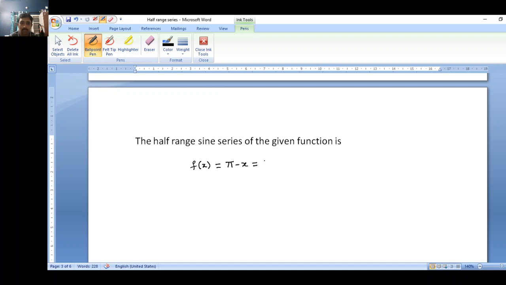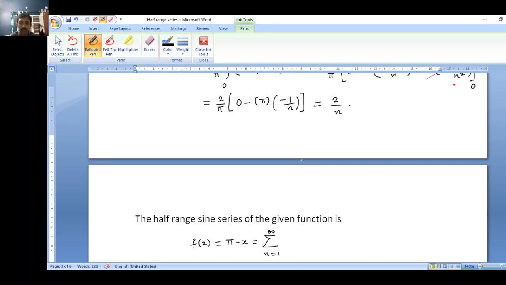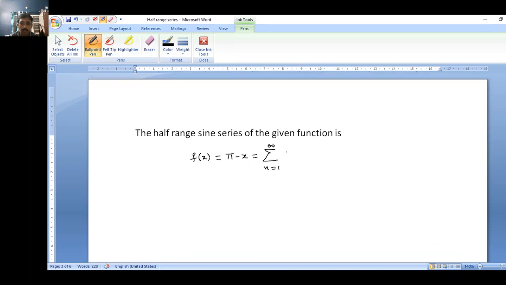So this is pi minus x, and this will be summation n equals 1 to infinity, and bn, as we have seen earlier, is 2 by n. So this will be 2 divided by n into sine nx. So this will be the required half range sine series expansion of the given function.